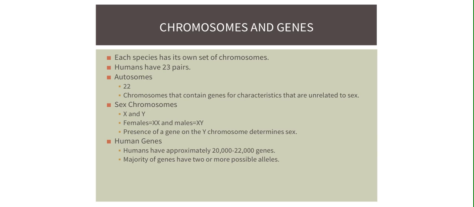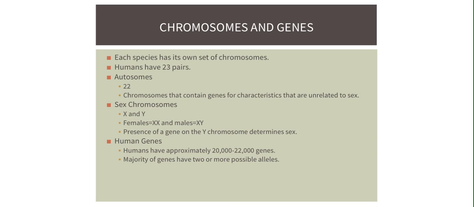You can break the chromosomes down into two different types: autosomes and sex chromosomes. Autosomes are 22 pairs of our chromosomes, so pairs 1 through 22 are what's known as autosomes. They're chromosomes that contain genes for characteristics that are unrelated to sex, so they don't code for the sex. These chromosomes are the same in males and females. The great majority of human genes are located on autosomes, which is probably a good thing, because if everything was coded on a Y chromosome, that means that males would be the species that survives, basically.